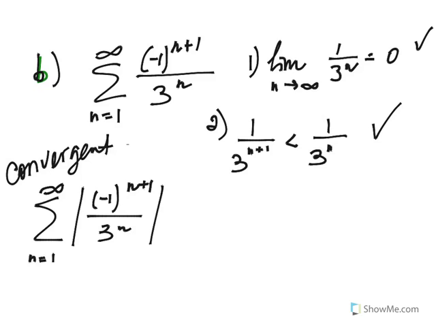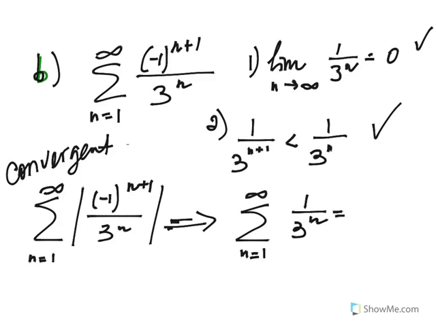So when you do -1 to the power of n plus 1, but its absolute value, you simply get 1 over 3 to the power of n. And no matter what your n is on the bottom, you start with 1 and then 2, 3, and so on, so the denominator is positive anyways. So this is what you get. Now, let's check this series. Is this convergent or divergent?